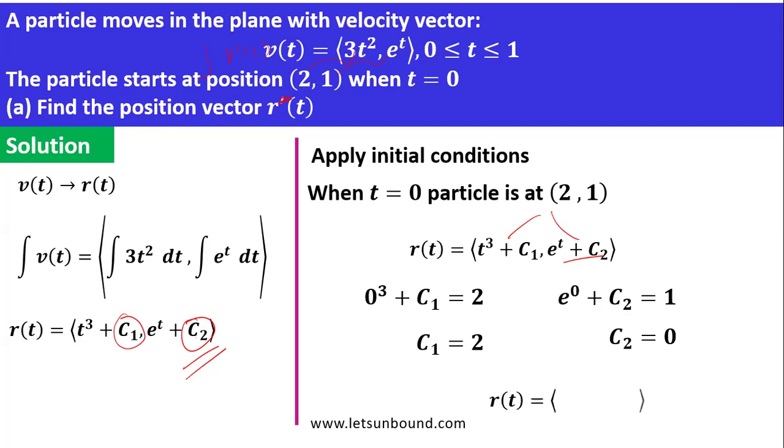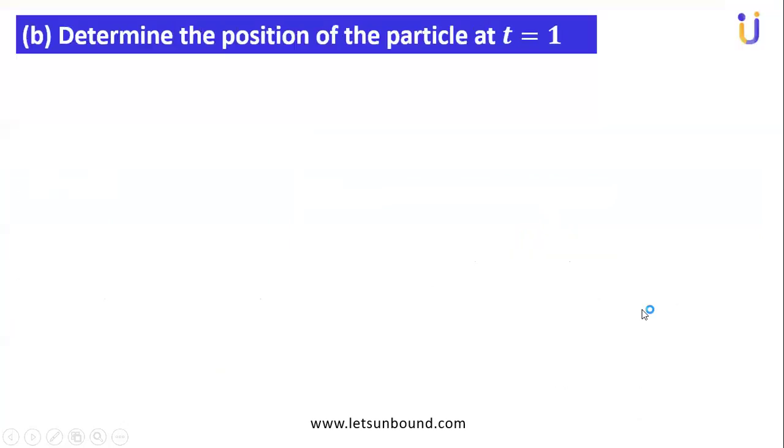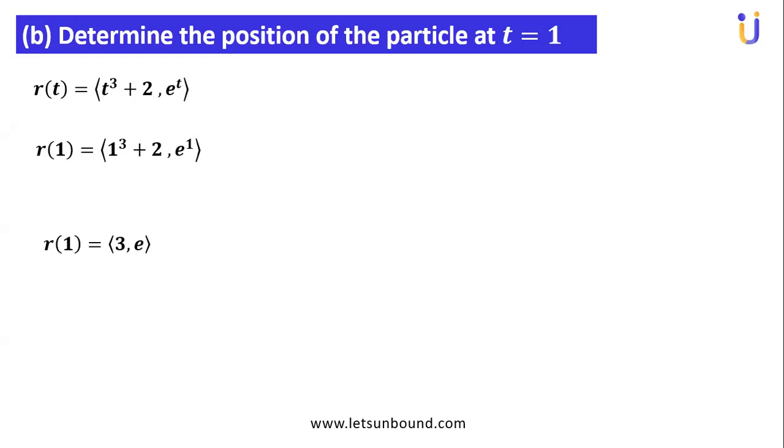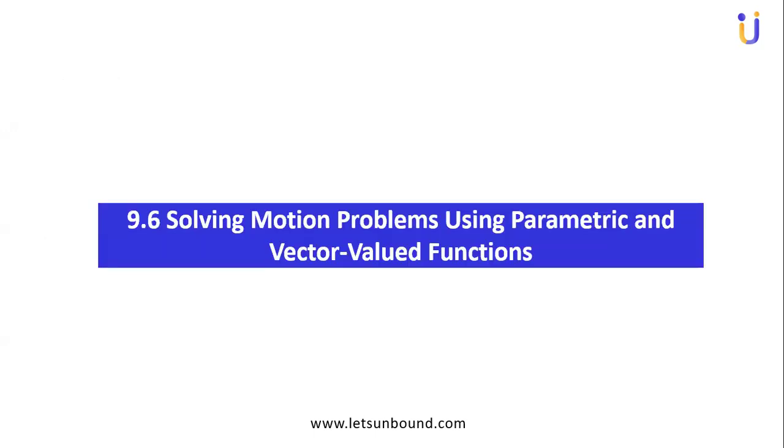Now r of t becomes complete: (t³ plus 2, e^t). Wait, e^0 is 1 and 1, yeah, right. So this is the position vector. Now determine the position of the particle at t equals 1. You know the position vector now, so just plug in t equals 1. That's very simple, and position means again it will be in vector form. So (3, e) is the position of the particle at t equals 1.